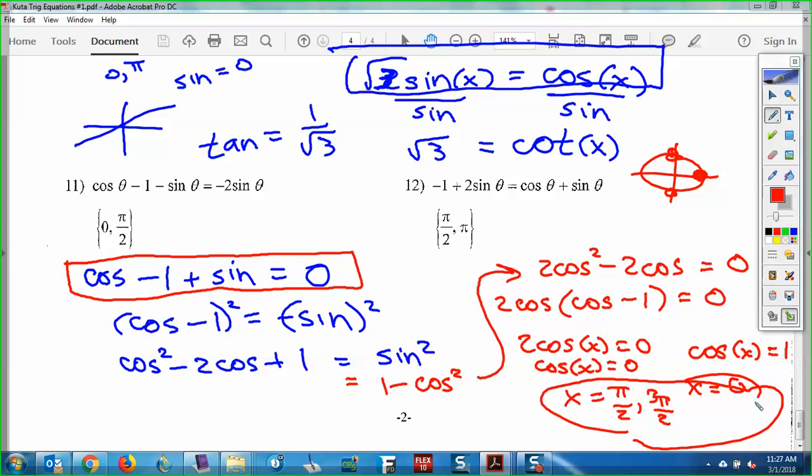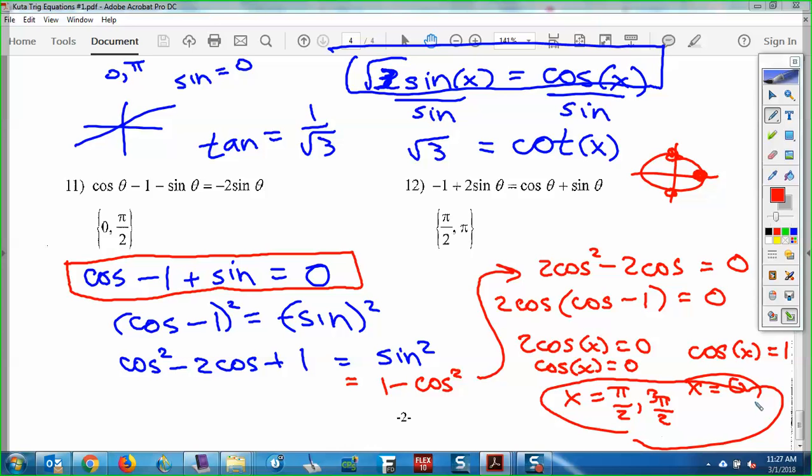Let's try 3 pi halves. Cosine of 3 pi halves is 0. Minus 1 is negative 1. Sine of 3 pi halves? Sine is negative 1. Negative 1 plus negative 1 is negative 2, not 0. So 3 pi halves doesn't work.